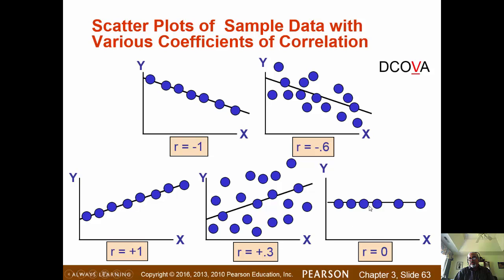Because here the value of y doesn't change at all irrespective of x. X can be anything, it doesn't matter. So y is always the same number. So that means there is no relationship. X has absolutely no role to play in determining y, and that's the reason why R is 0, and that represents a zero slope line. So now let's look at these computations in Excel.